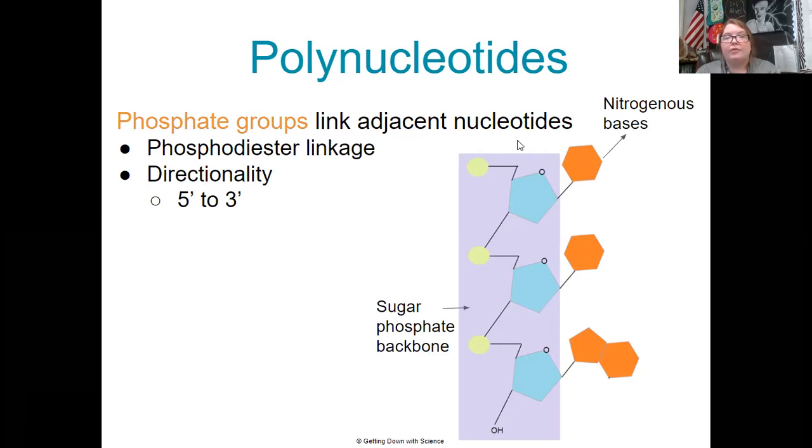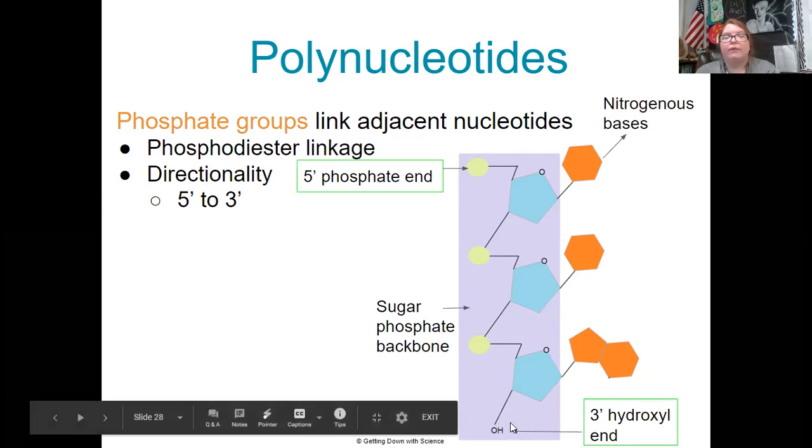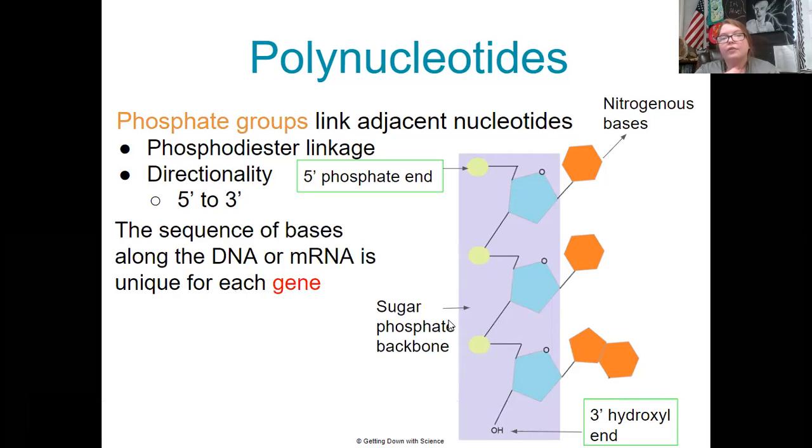Okay, so the nitrogen bases stick out and we have the phosphate sugar backbone right here. They're making these bonds back here. So here's the 5' phosphate end, and then we have a 3' hydroxyl end. So just remember 5' to 3', okay guys?